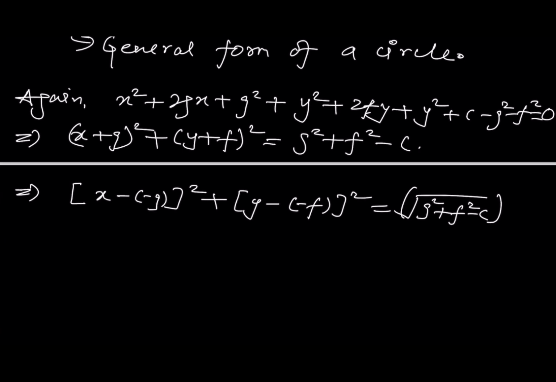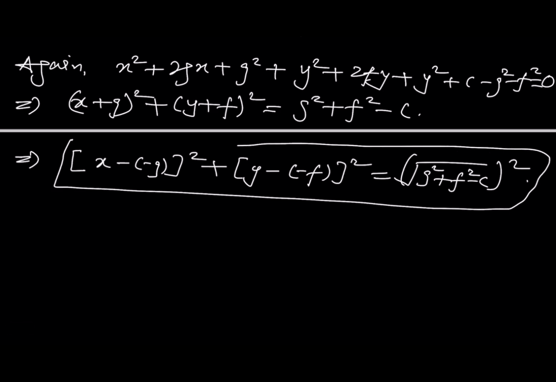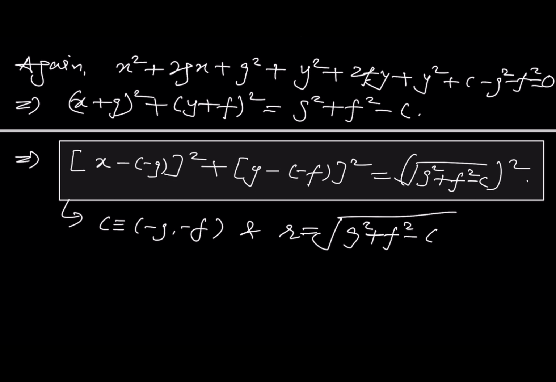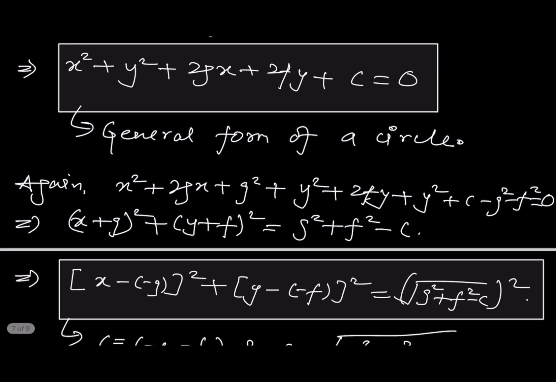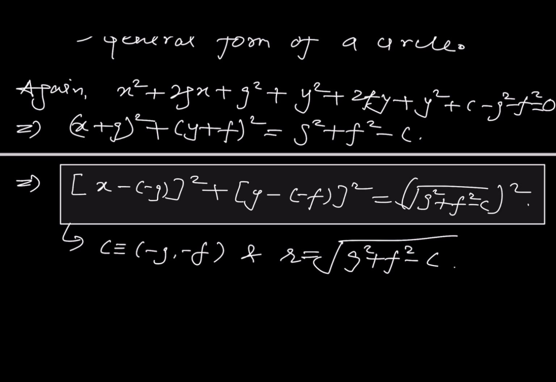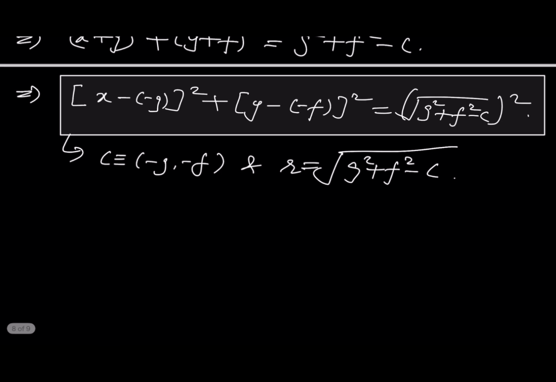whole square. So if I compare this equation with the central form, I can directly state the center is minus g comma minus f and the radius is root over g square plus f square minus c. Okay. So if I have the general equation x square plus y square plus 2gx plus 2fy plus c is equal to 0, then the center is minus g comma minus f and the radius is root over g square plus f square minus c. Okay. Now let us do some questions.